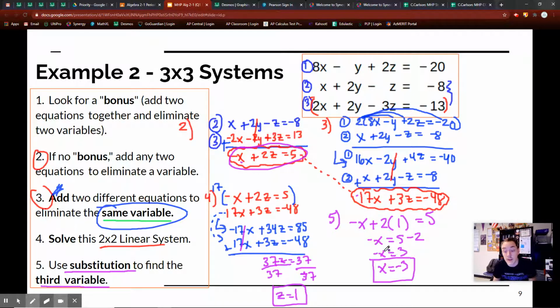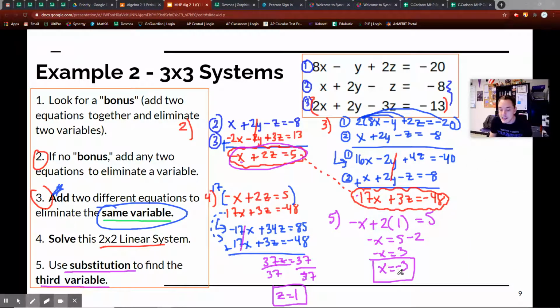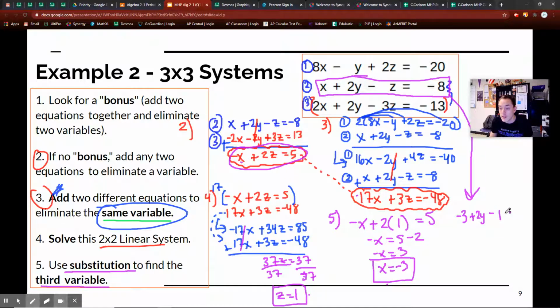That's my variable, okay? So now, what do I do? I take x, now take z, and plug it into, doesn't matter which one. I see this one is probably the easiest, less numbers, so I'm going to choose that one. So now, what is my x? Well, it's negative 3. What is my y? I don't know my y, so plus 2y. Minus, what is z? Well, it's 1. Equals negative 8.